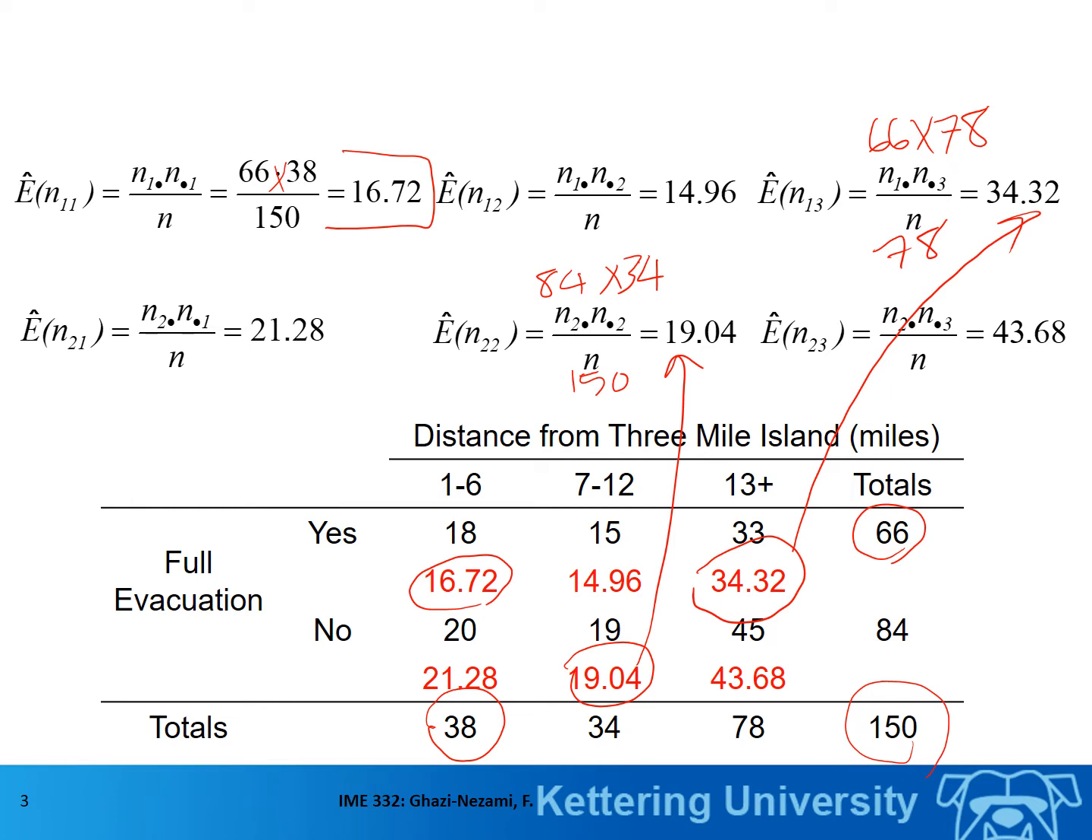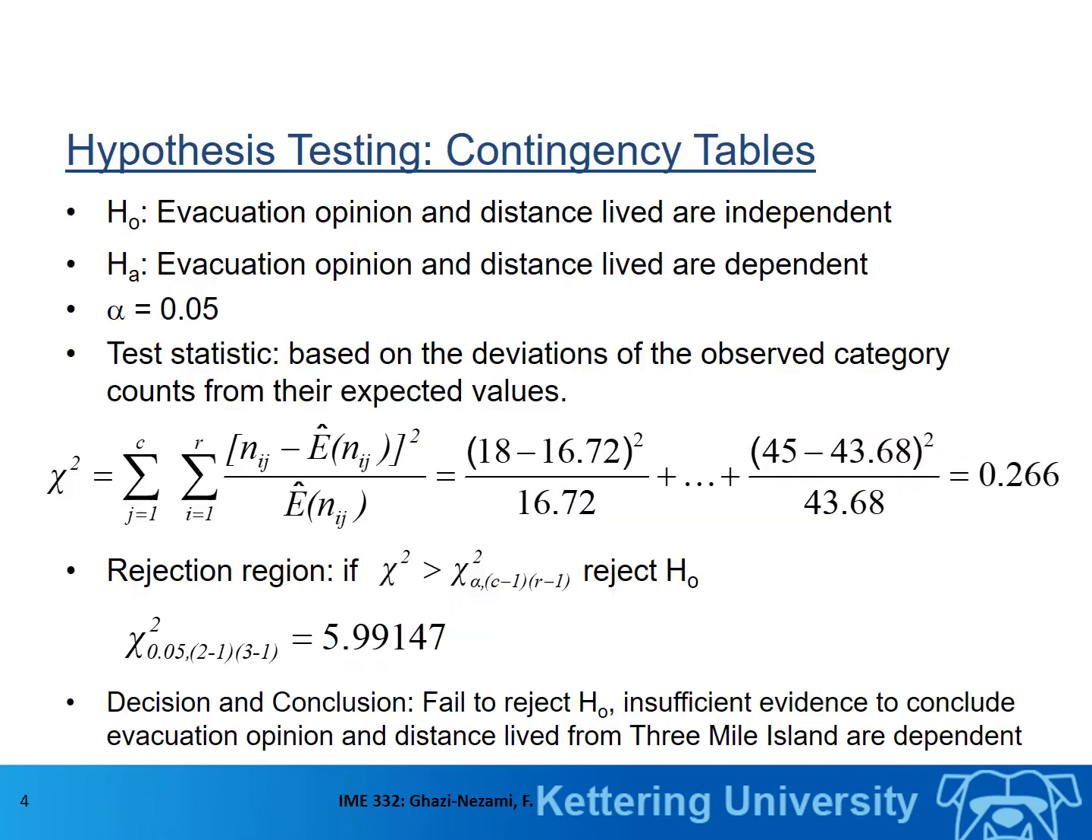Once the expected amount is calculated per cell, I can calculate my test statistic, as you could see in the previous slide. It's, for example, 18 minus 16.72 squared divided by 16.72, plus 15 minus 14.96 squared divided by 14.96, plus all the way until you're done. So we calculated the value for our test statistic, and that is what we got, 0.266.